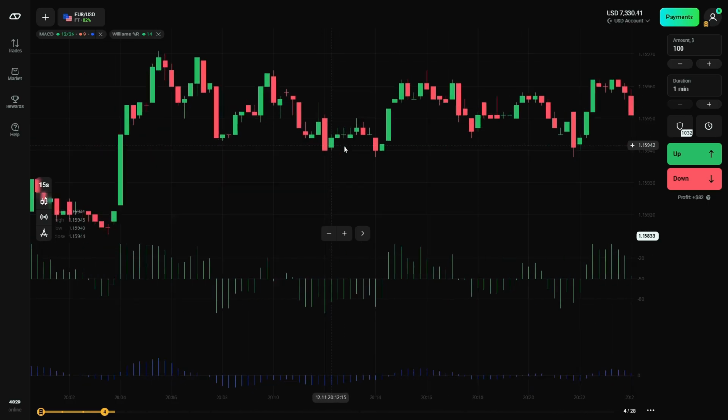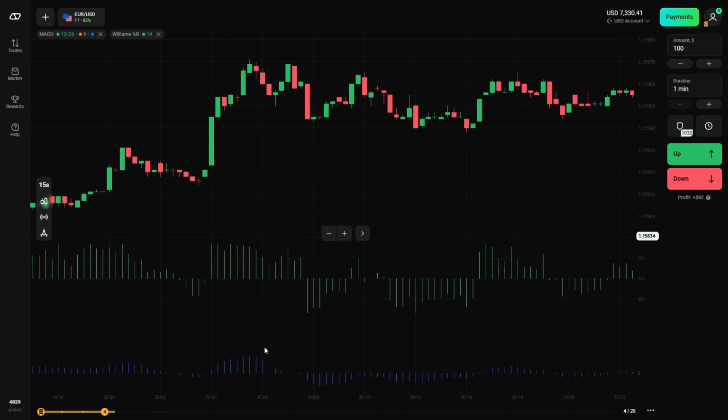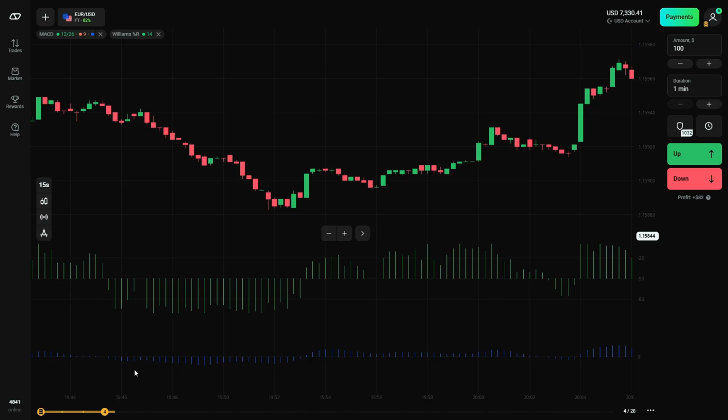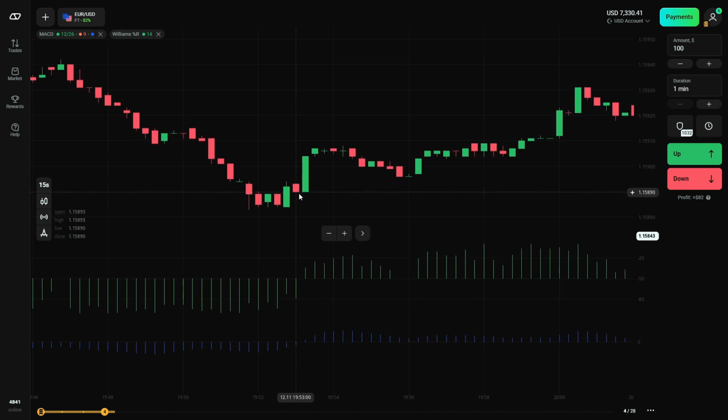Let's see another example. They were going up in the Williams %R and the MACD, then started going down here as well. At this point, we could have entered a sell trade and it would have been profitable right away. We can see another example here down, here down, here up, here up. If we entered at this point, the trade would have been profitable right away because this candle went up and this one too, and this one too.